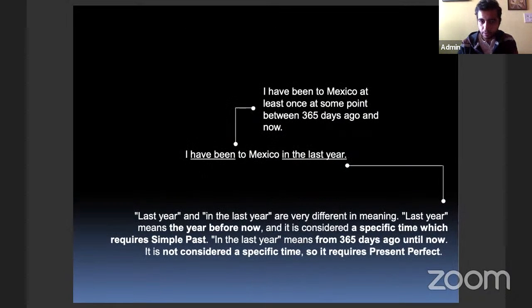Now, I have been to Mexico in the last year, which means I have been to Mexico at least once at some point between 365 days ago and now.